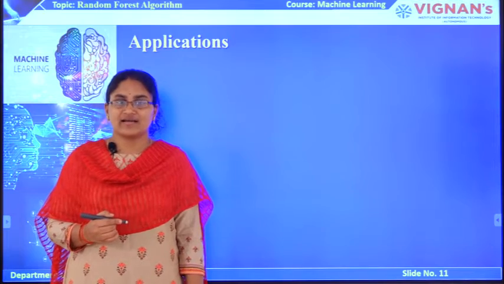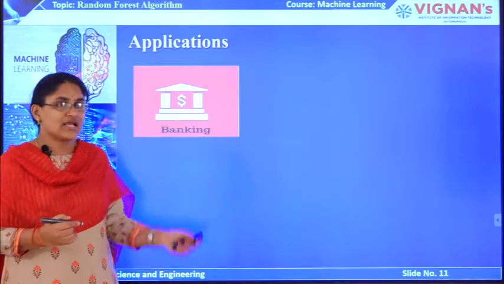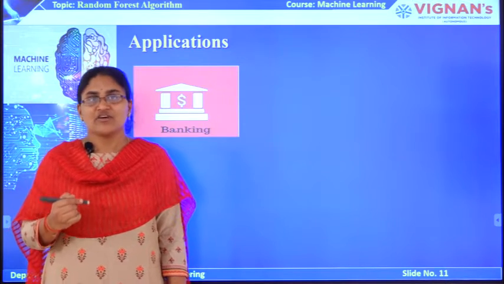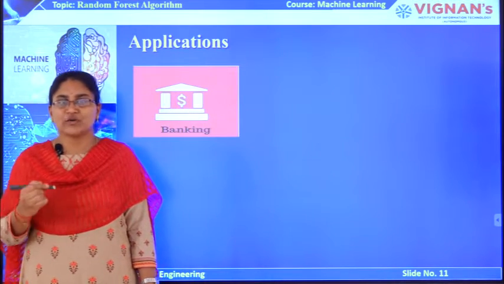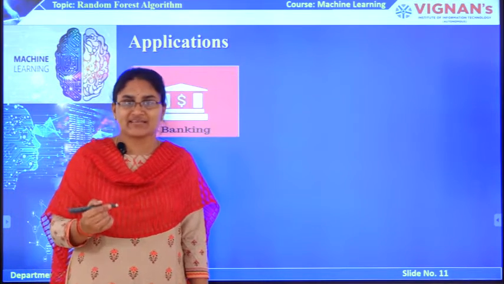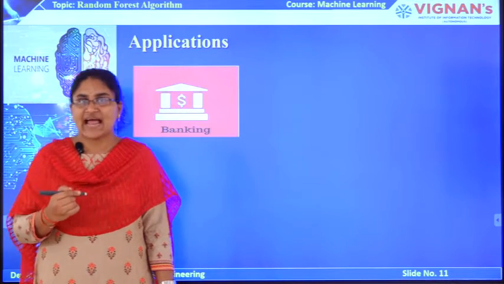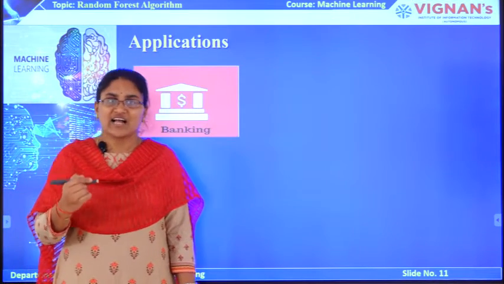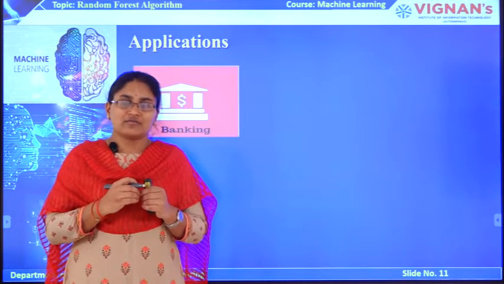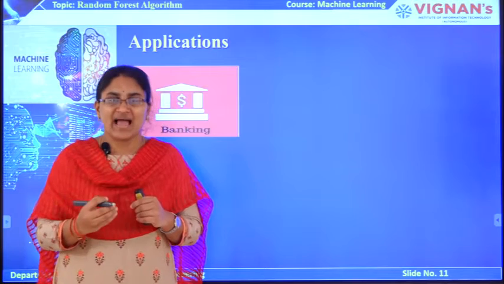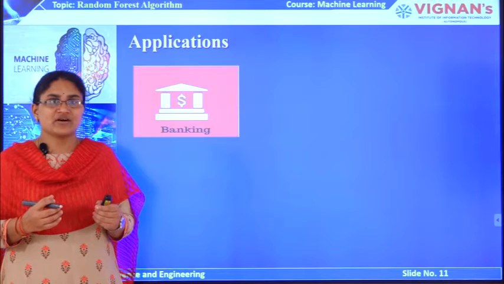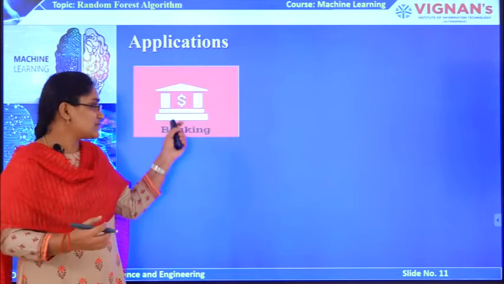Applications of the random forest algorithm. The first application is banking. In banking, the random forest algorithm is used for identification of loyal customers, meaning customers who are capable of taking more loans and successfully paying the interest to the bank on time. It is also used for identification of fraud customers, meaning customers who delay paying the interest or do not pay the interest at all. For that, the banks take some serious actions. For that purpose, the random forest algorithm is used in the banking sector.